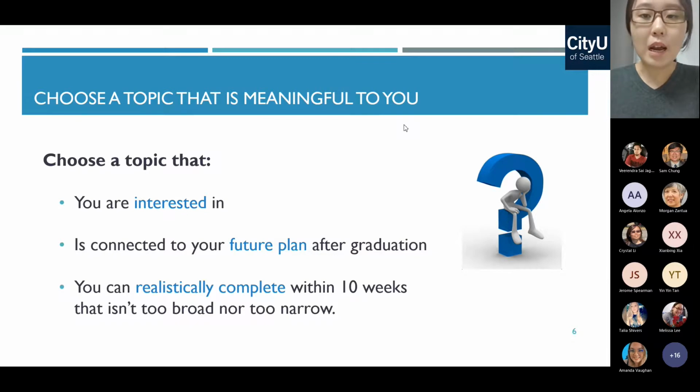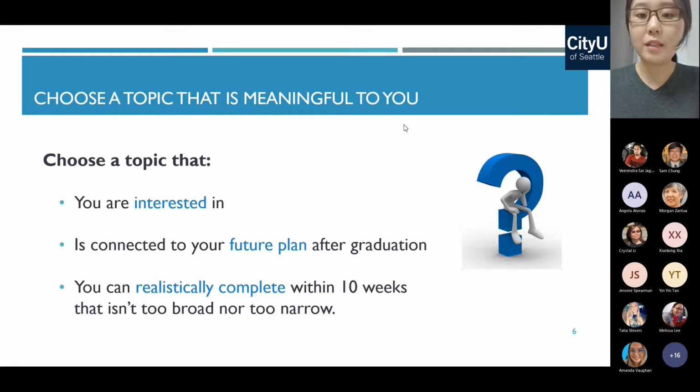There's a lot to do in the time frame, and if you don't like the topic you're working on, the entire process will not be enjoyable. Also, use the time wisely to help you with your future plan after graduation, whether it's your first step into your career, further education, or even within your workplace. It's a very good time to make this meaningful for you.